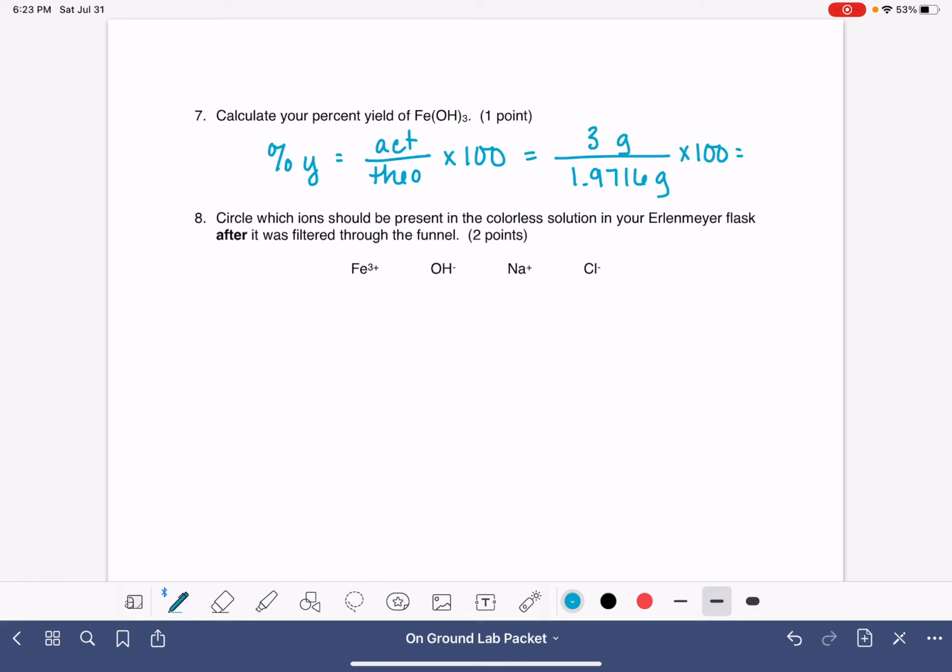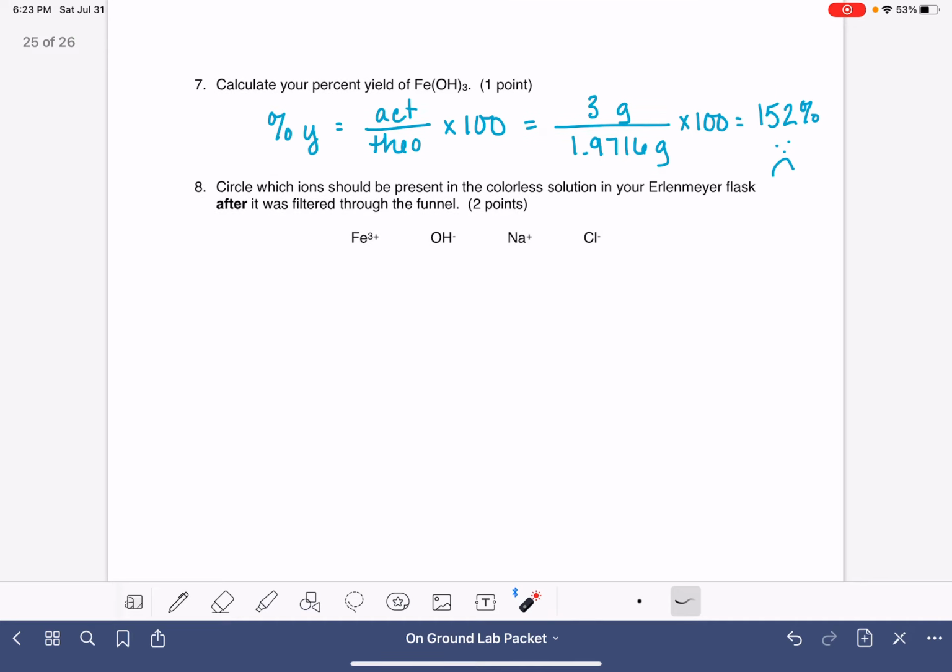That's my actual yield. I'm going to plug that in over here, multiply by 100. And as you can see, I'm going to get a high yield, 152%. This is nothing to be happy about. It's not possible to make more than 100%. I can only make 1.9716 grams of product, and all of that extra mass is some sort of contaminant. In this particular experiment, this typically comes from not letting the stuff dry for long enough. But regardless of what it is, you're going to calculate your percent yield.